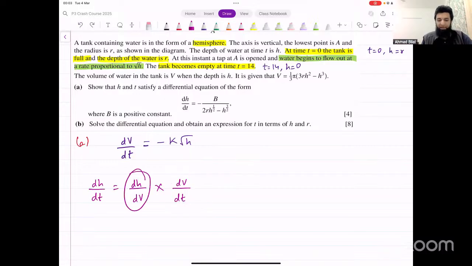What about dh over dV? This is why we have this volume formula given. So we have V equal to 1 over 3 pi into 3R h squared minus h cubed. That's the volume formula that we're given here.